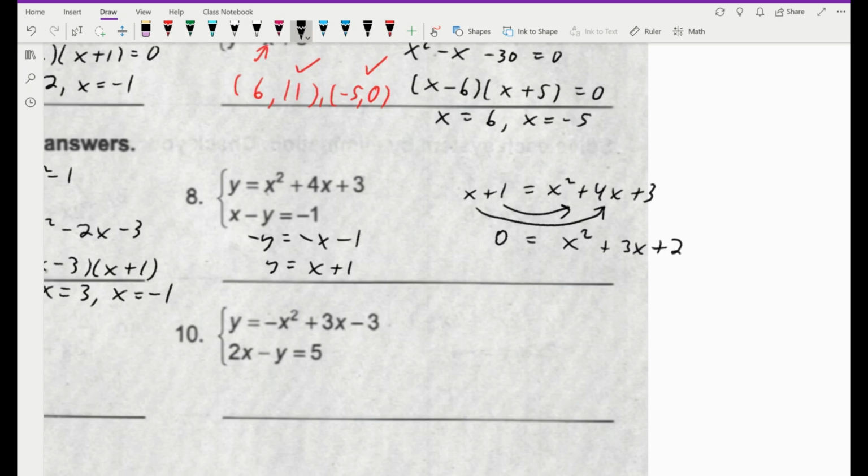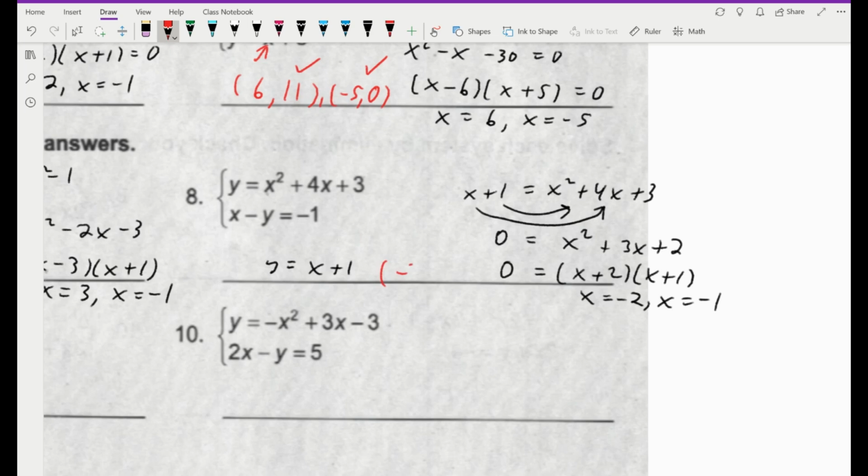Factors of 2 that sum to 3 could be 1 and 2. So x plus 2, x plus 1 equal to 0. If we solve, we get x equals negative 2 and x equals negative 1. Now, of course, we're going to plug these points back in. We've got to get the y coordinate.